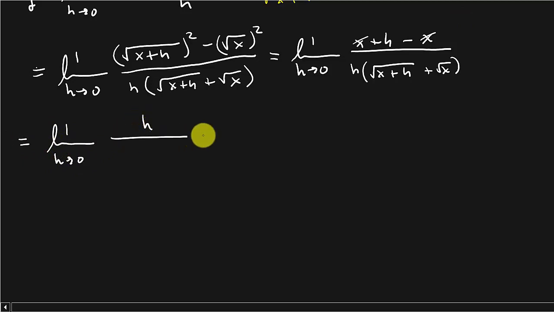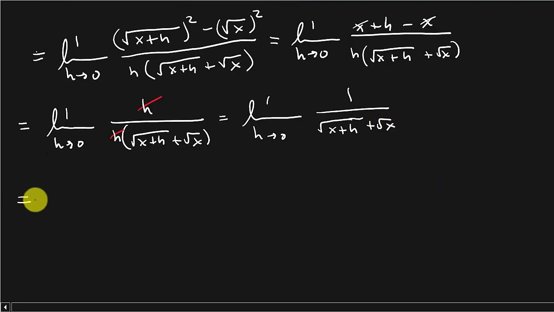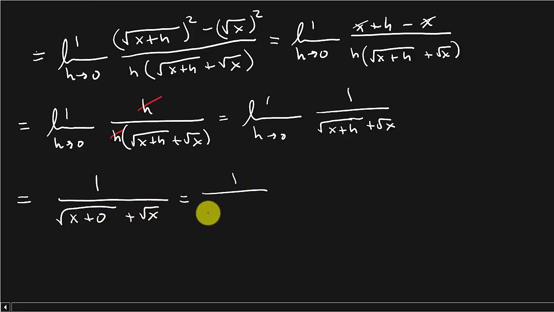And so that's going to be h over h times square root of x plus h plus square root of x. And look there, it worked out for us again. The h's cancel. So I'm left with the limit as h goes to 0 of 1 over the square root of x plus h plus square root of x. And now we can plug the 0 in for h. So that's 1 over the square root of x plus 0 plus the square root of x. And let me just write this step out. Square root of x plus square root of x, which is 1 over 2 square root of x.